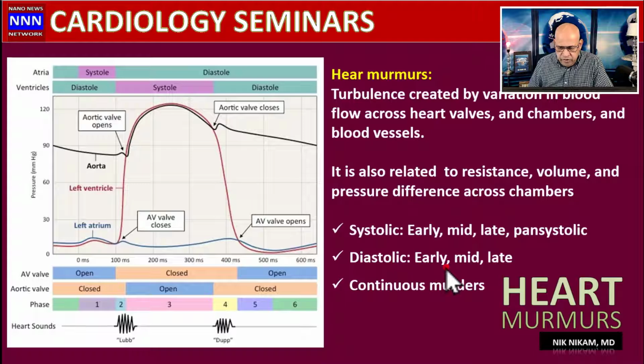Similarly, the diastolic murmurs can be in the early diastolic phase, the mid-diastolic phase, or the late diastolic or pre-systolic phase. And sometimes we get continuous murmurs, like in patients with patent ductus arteriosus or any other situation where there is continuous flow, like an AV fistula. It is very important to understand the cardiac cycle in order to appreciate the origin of the murmurs, the location, quality, radiation, and grading.